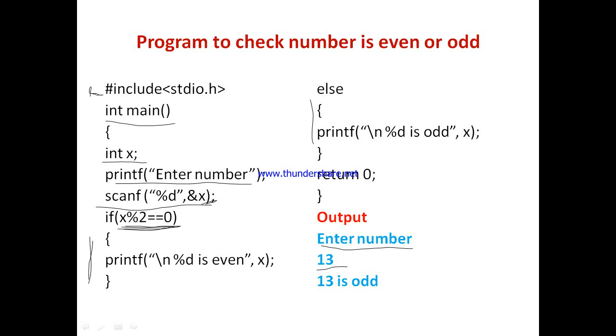Now else block means the false block statement. This part is executed. %d is odd, and instead of %d, the x value is printed, that is 13. So the output is 13 is odd. Inside the printf we have written 13 is odd.